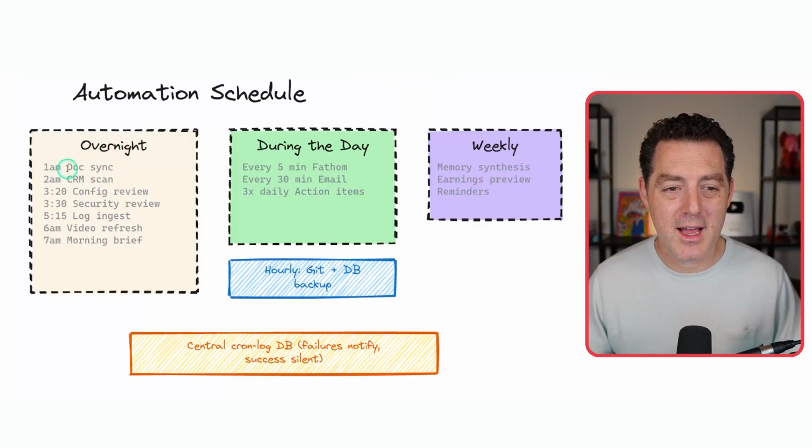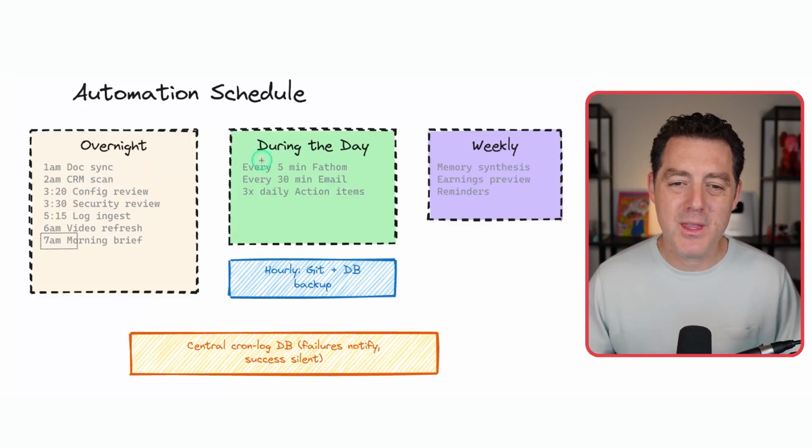So here's what I have scheduled. Overnight, I have a documentation sync, a CRM scan, a config review, a security review, log ingestion, video refresh, morning brief, and a few others, but those are the main ones. During the day, every 5 minutes, it checks Fathom. Every 30 minutes, it checks my email. 3 times a day, daily action items. Weekly, I have memory synthesis, which comes with OpenClaw. You don't have to do anything. I have earnings preview reminders. I have hourly Git and database backup.